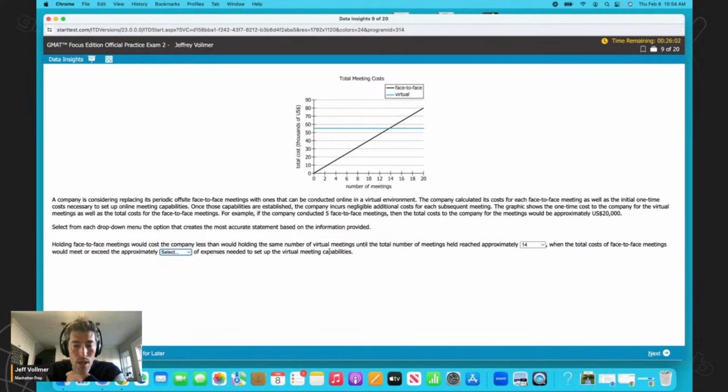up the virtual meeting. All right, let me make sure I get this part. Total cost of face-to-face meetings would meet or exceed the approximately blank of expenses needed to set up the virtual meeting capabilities. So this bar represents essentially the initial cost to set up virtual, right? Which looks about 56,000. And then it says once those capabilities are established, the company incurs negligible cost. So that just stays the same. So it costs 55K to set up these initially, and then it stays flat.